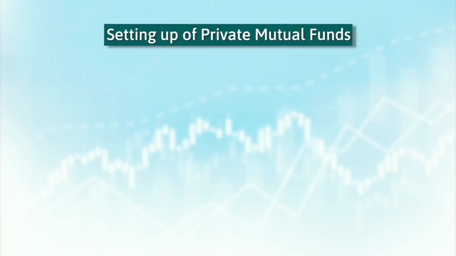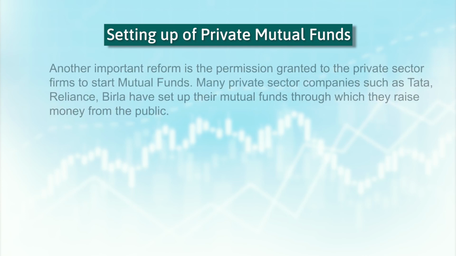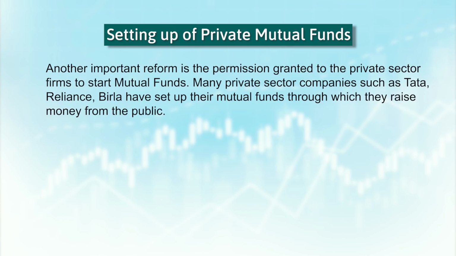After looking into the role and the important functions that SEBI played in the reforms in the capital market, let us look at some other ancillary things that did come up in the capital reforms. Like the setting up of private mutual funds. Another important reform is the permission that was granted to the private sector firms to start mutual funds. Many private sector companies such as Tata, Reliance, Birla had set up their mutual funds through which they were able to raise money from the public.